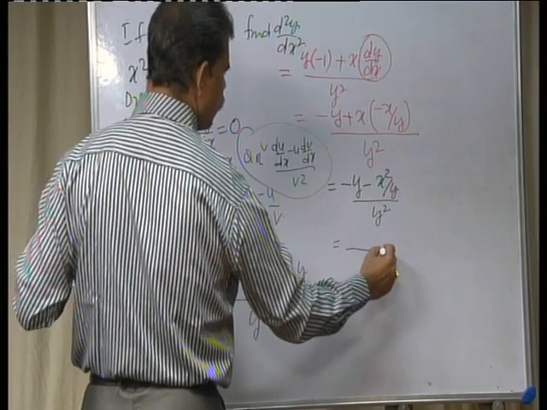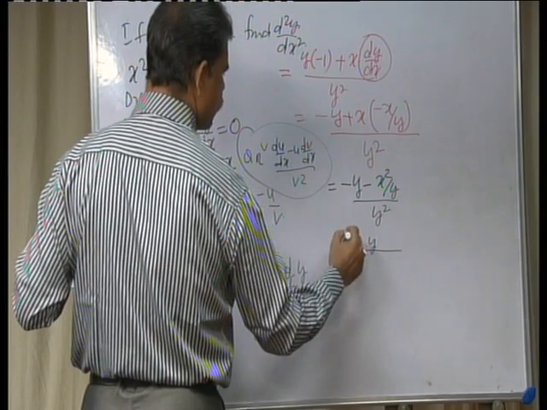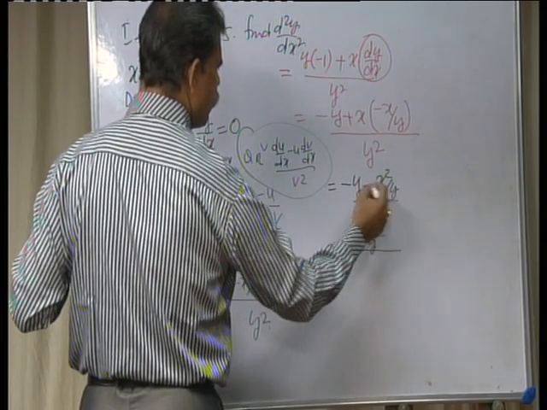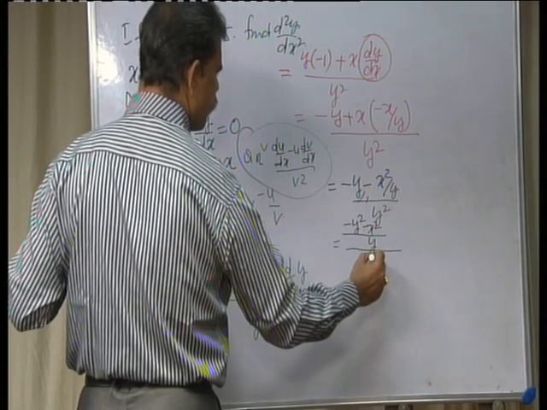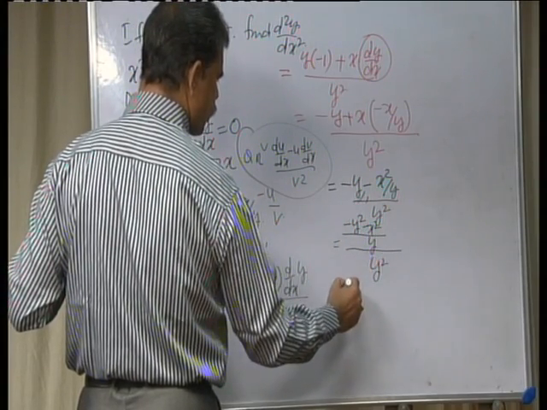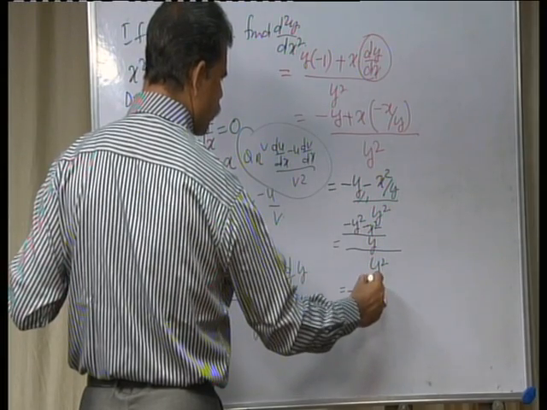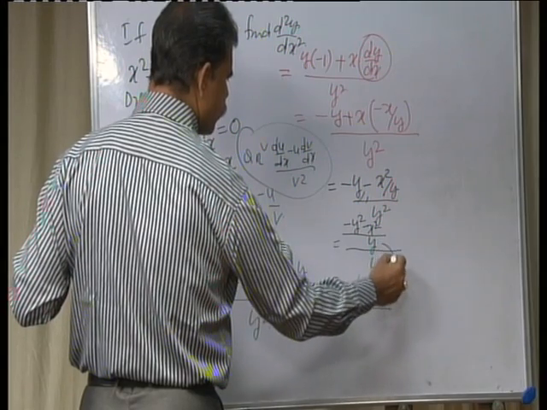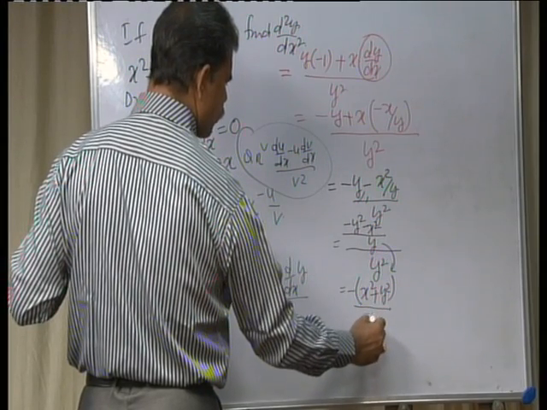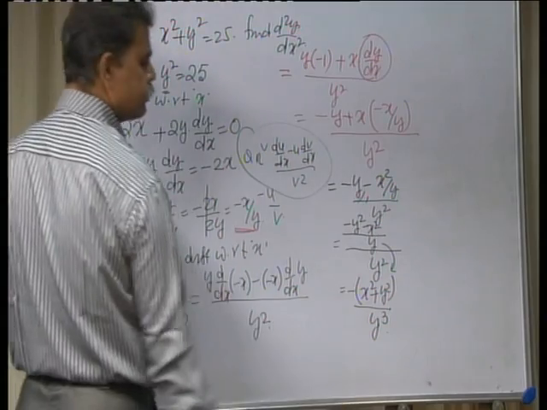Again, if you want, you can go for simplification, y is LCM y cube, sorry, minus y square minus x square divided by y square, or if you take minus, it will become minus of x square plus y square whole divided by, this goes to the denominator, it will become y cube.